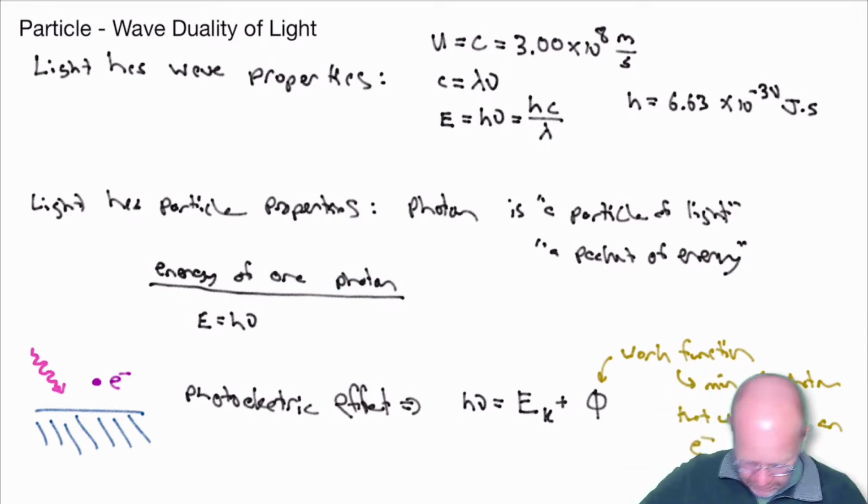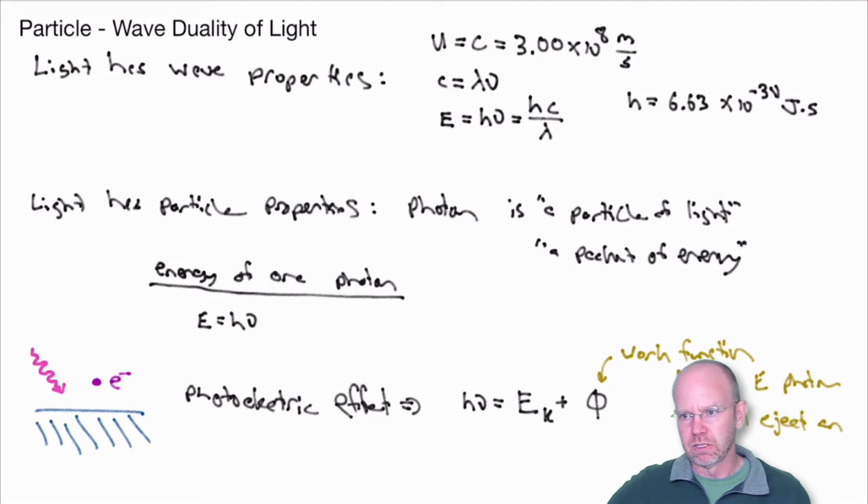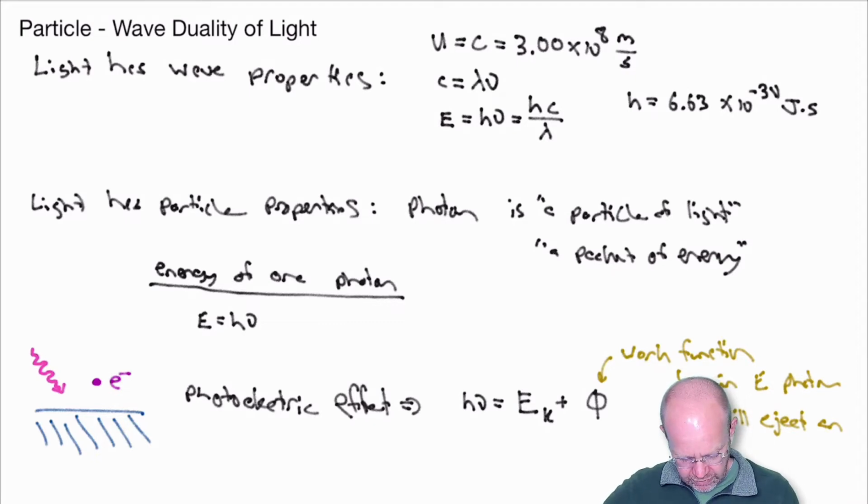So Einstein formalized this and did a bunch of experiments to show that this photoelectric effect, this thing about ejecting electrons from metals, was real. And this is the equation that resulted. The energy of light, or h times nu, Planck's constant times the frequency, equals the kinetic energy of the ejected electrons plus some work function. This work function is the amount of energy that's required to get the electron just out of the surface.